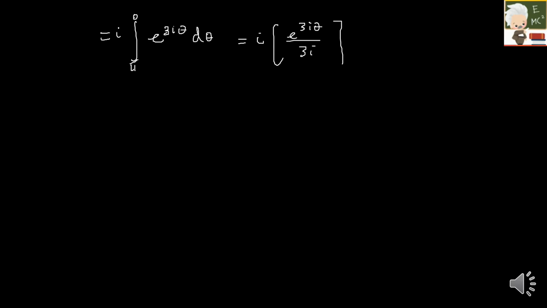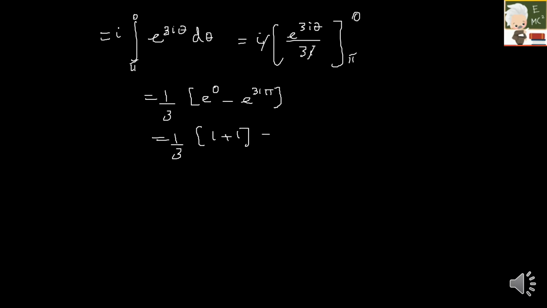So from where we stopped, we have stopped at i integral pi to 0 e raised to 3i theta d theta. Right, we have stopped with this. So if you are going to integrate this, this will be i into e raised to 3i theta by 3i, limits from pi to 0. So i will get cancelled. So it will be 1 by 3 into e raised to 0 minus e raised to 3i pi. Right. So it should be 1 by 3 into 1 plus 1. So it is 2 by 3.